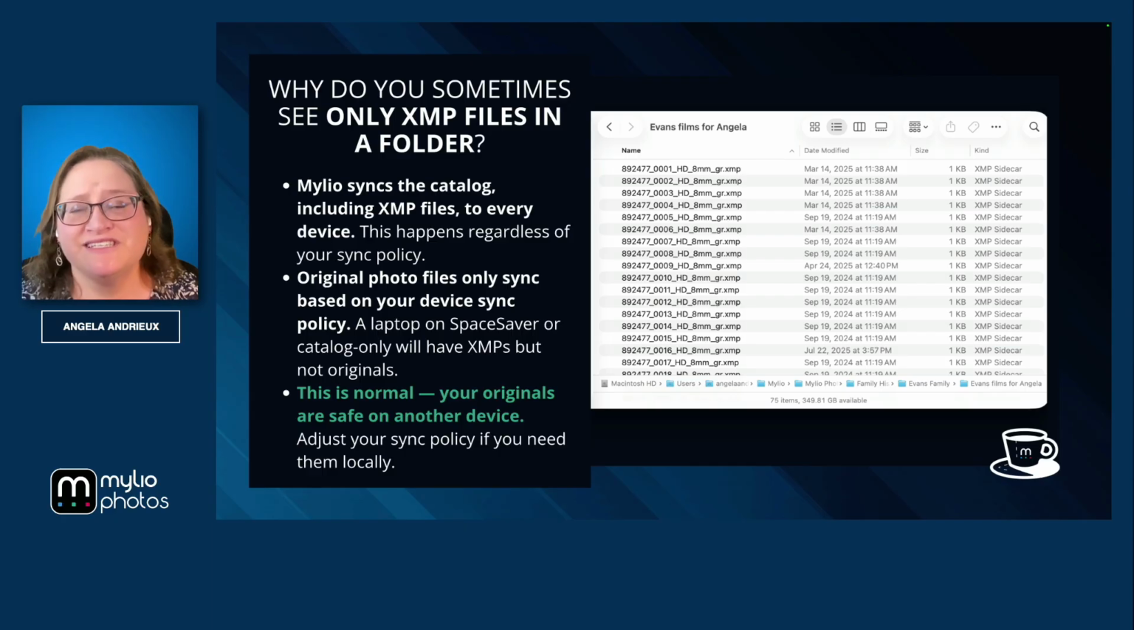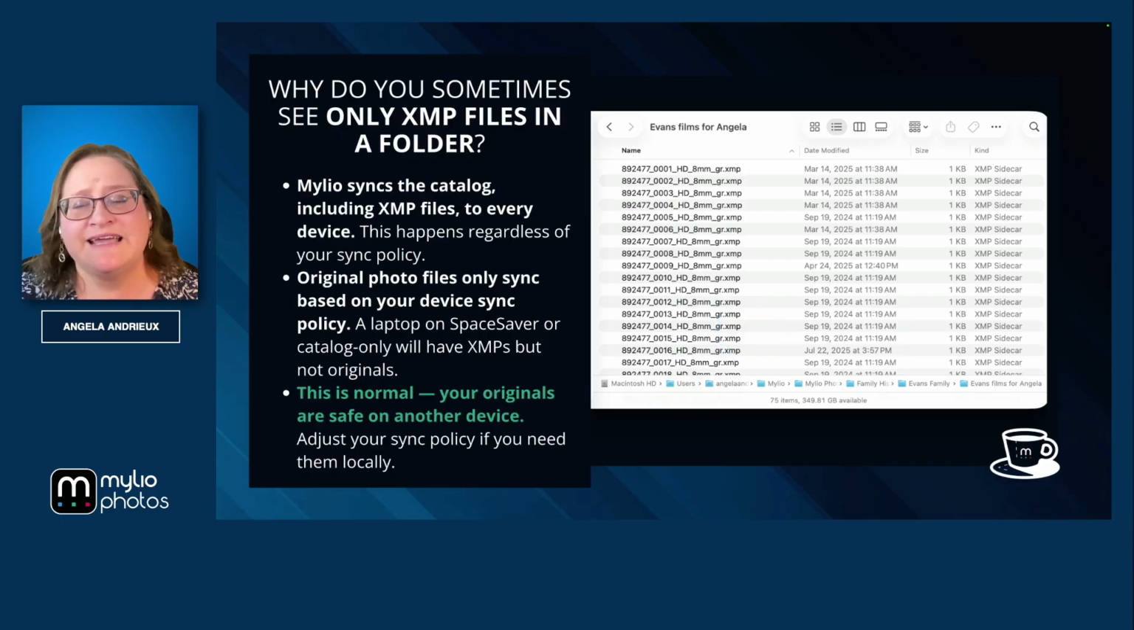So one of the questions that I get really frequently is, I only see XMP files in my folder. Oh my gosh, my pictures are missing. And feelings of panic start to ensue. So you can see here in this particular folder, this is a folder that is local on my MacBook Pro. You can see it's down here on Macintosh hard drive. And all that's in this folder are XMP files.